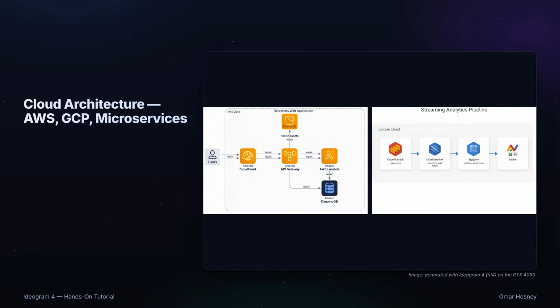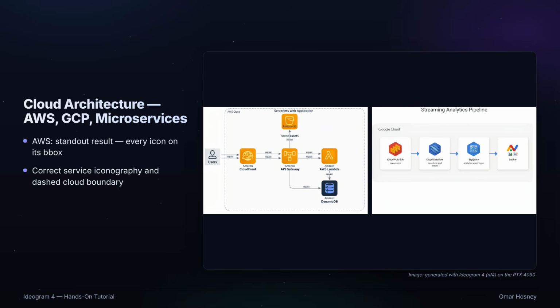Cloud architecture diagrams were my favorite surprise. This AWS serverless design is the standout. CloudFront, S3, API Gateway, Lambda, and DynamoDB each rendered with believable AWS-style iconography, every one inside its bounding box, with the dashed cloud boundary and the user icon outside it, exactly as the caption described.